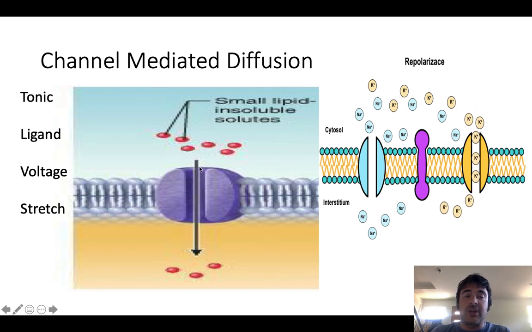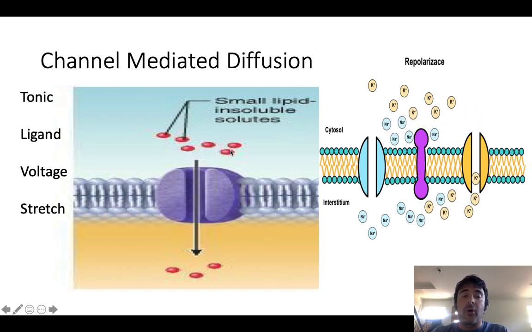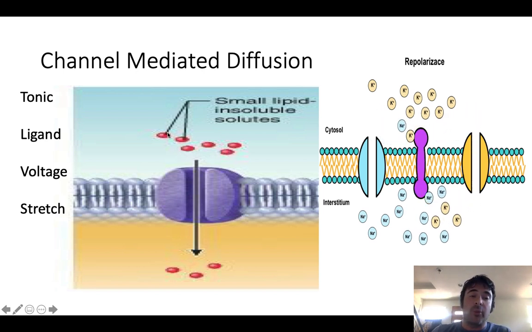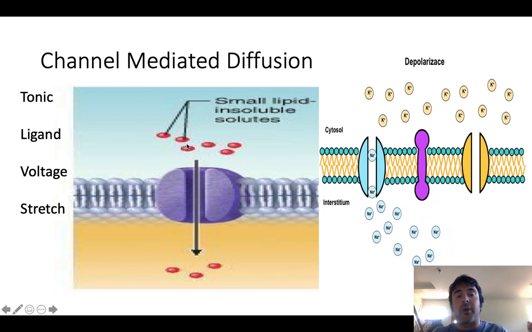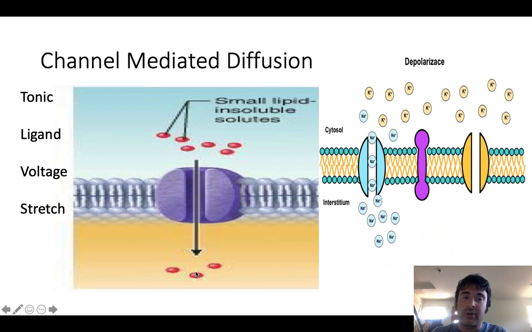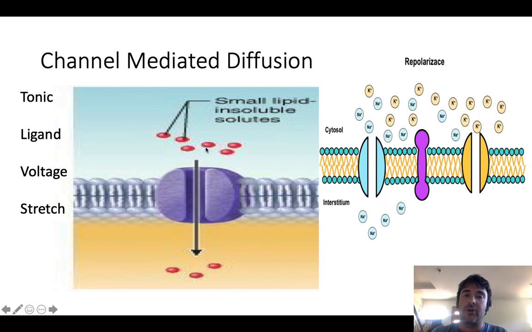So you see these channels and you go, okay, so this is a passive transport process because these particles are going from areas of high to areas of low concentration, right? So you're not going to need energy in the form of ATP because there's a concentration gradient there.